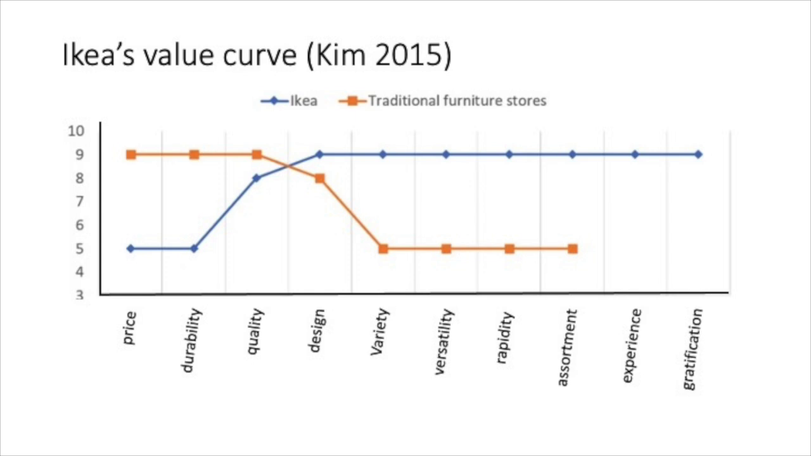So price is the price. I'm not sure I agree with this, actually, but the prices seem to be of a lower innovative end compared to other traditional furniture stores. So they're saying that IKEA don't compete on price. They don't compete on durability. Quality, design, yeah, okay. But then he goes on in terms of variety, versatility, rapidity, assortment, experience. I think that is an interesting one.